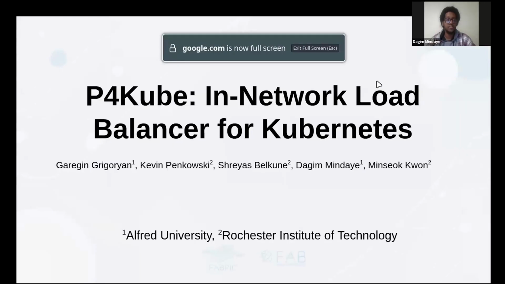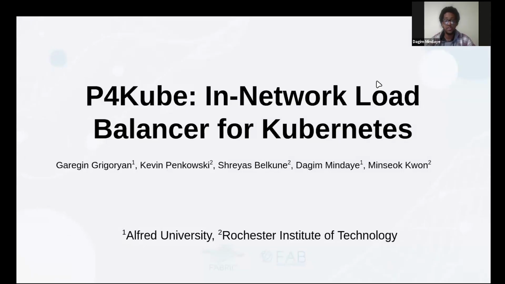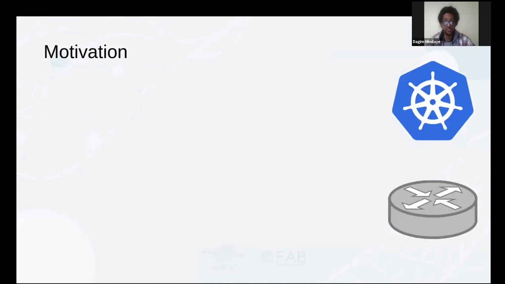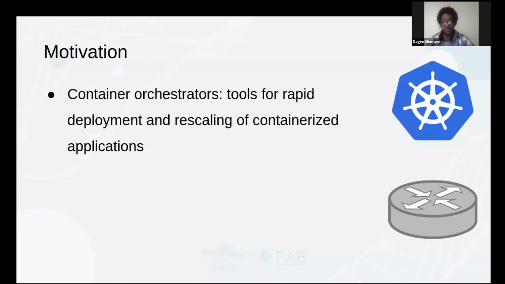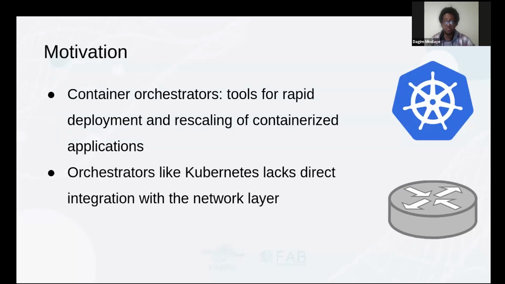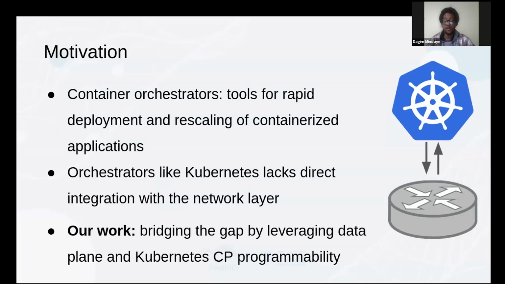Hello all, so this is our project P4Q, which is an in-network load balancing for Kubernetes. Before we get into our actual project, let's go to our motivation. Container orchestrators are great at what they do. They're tools for rapid deployment and rescaling of containerized applications. But orchestrators like Kubernetes have a limitation. They lack direct integration with the network layer. So our work is bridging that gap by leveraging data plane and Kubernetes control plane programmability.